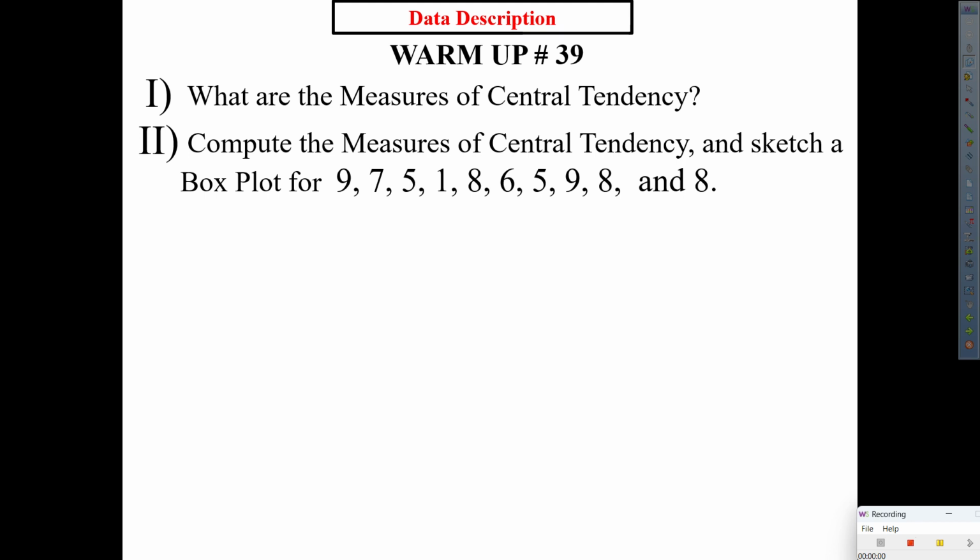Warm-up 39 is on the screen. Let's get started, please. Once again, set those things aside. You have your 30 minutes to yourself to start.